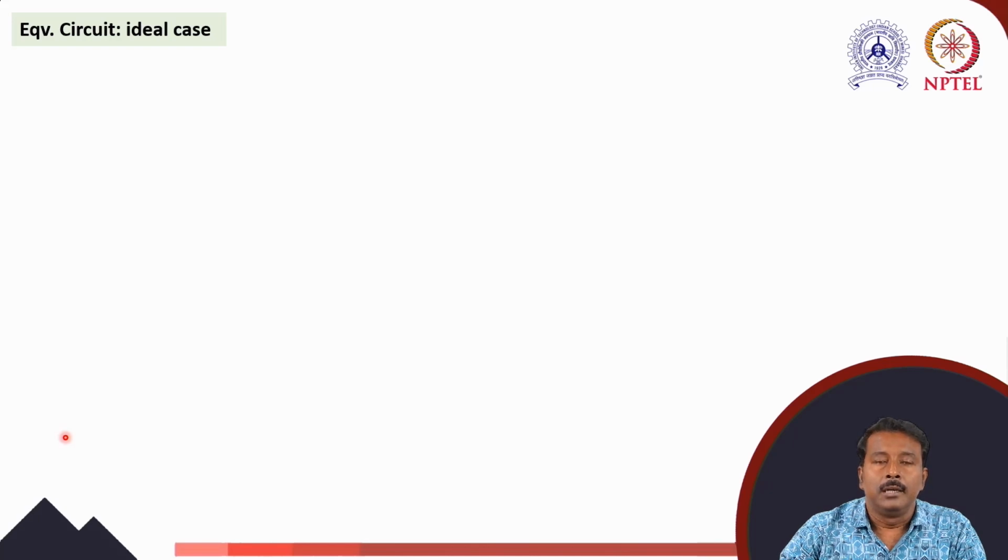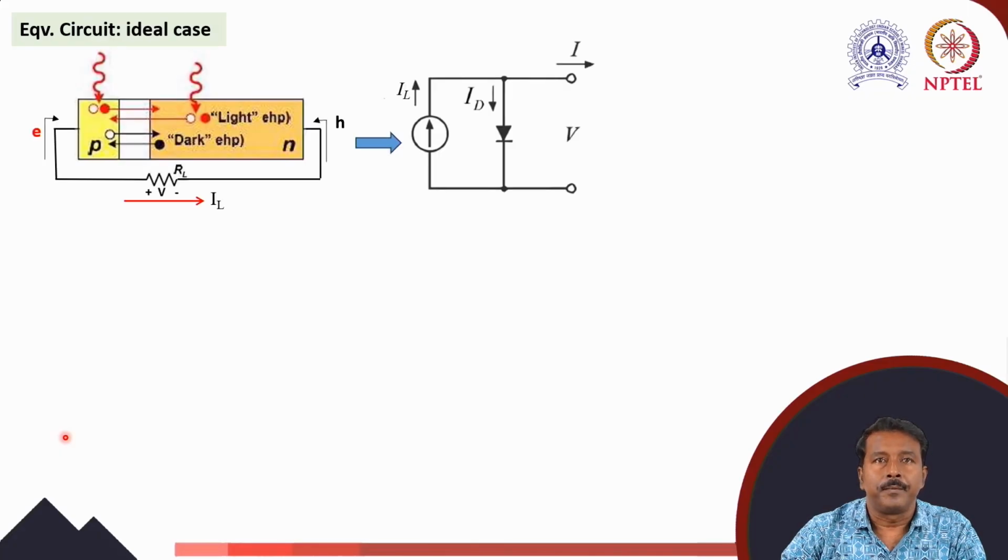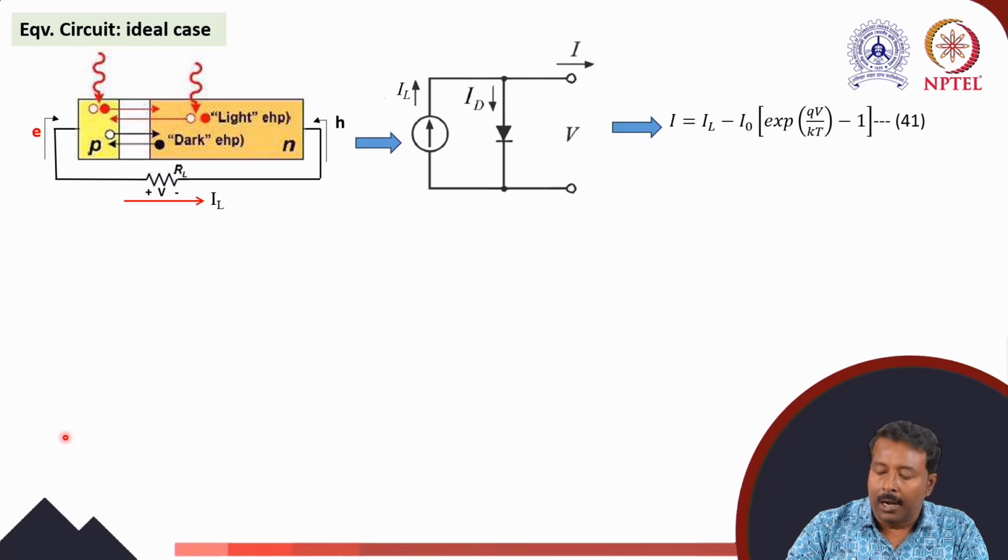Equivalent circuit for an ideal solar cell, that is, if we don't consider any loss due to the presence of series and shunt resistance, can be expressed as a combination of a current source and a dark current source ID, because in the expression we derived in the last class, the current I is nothing but IL.